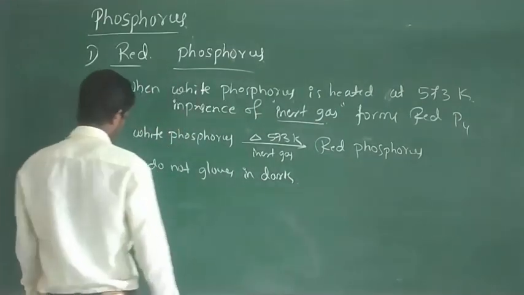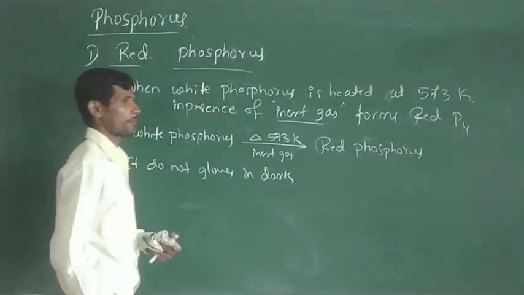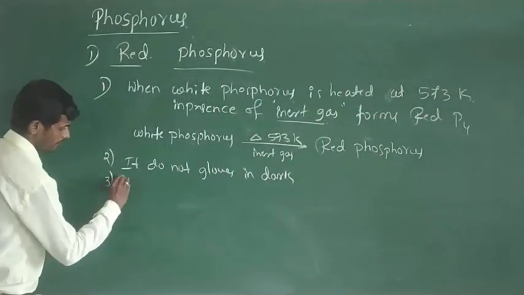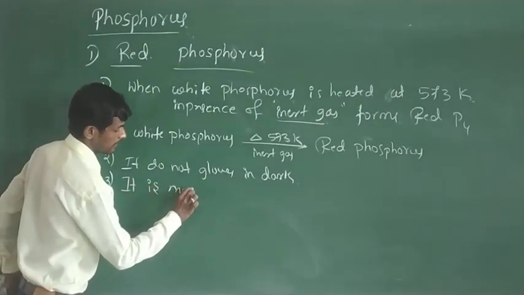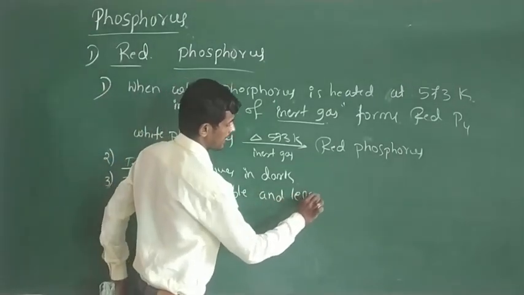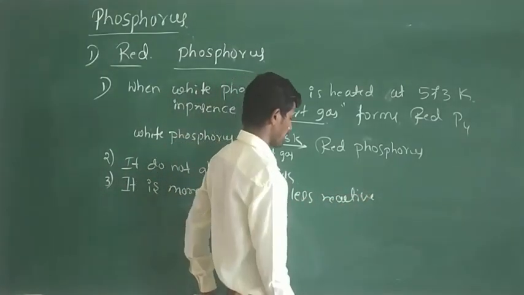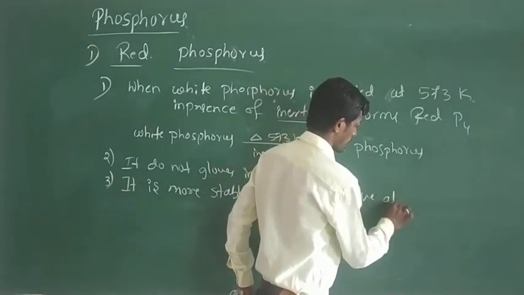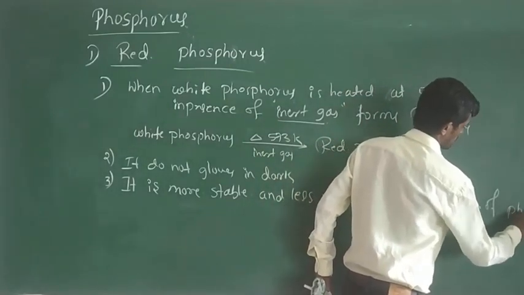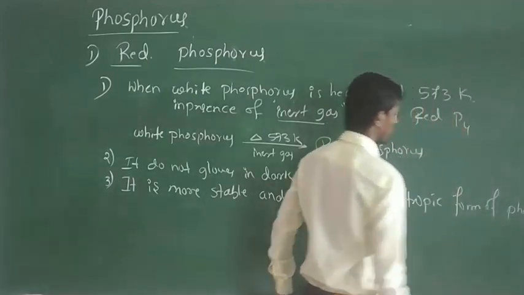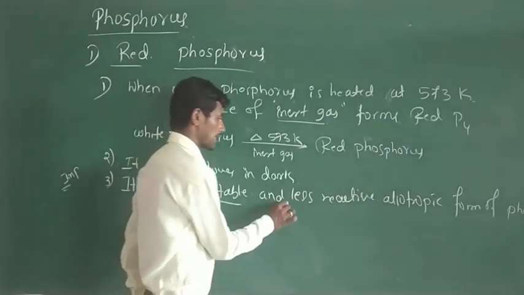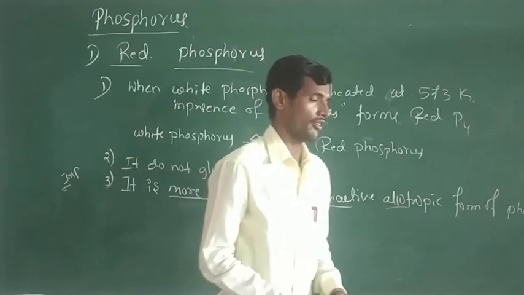It does not glow in the dark. Next, another point with respect to red phosphorus. It is more stable and less reactive. Remember, this is a very important point. It is the more stable but less reactive allotropic form of phosphorus.